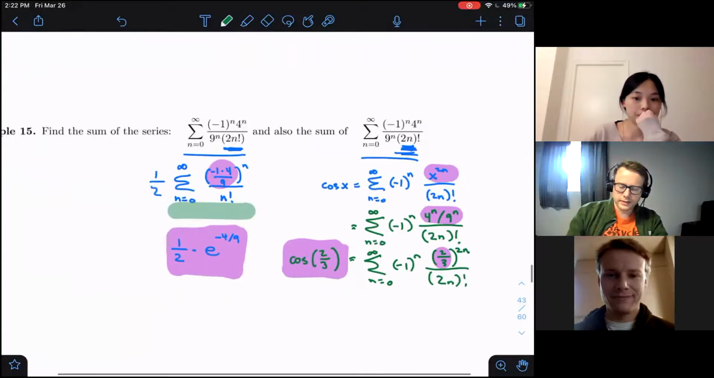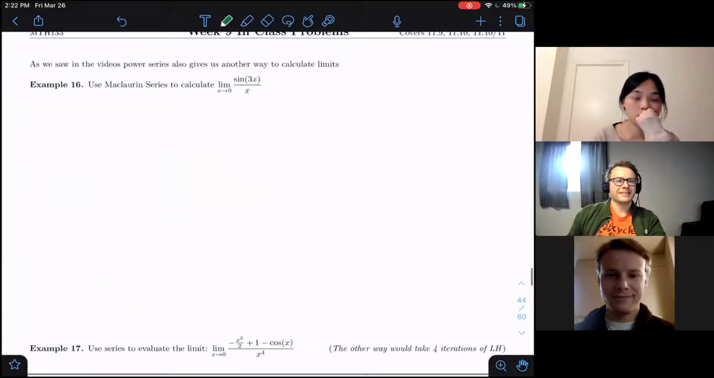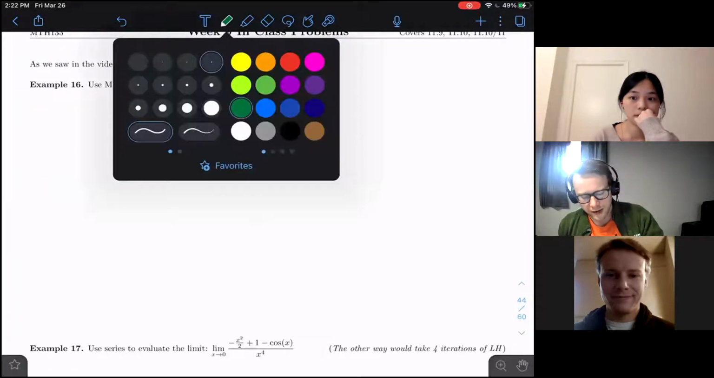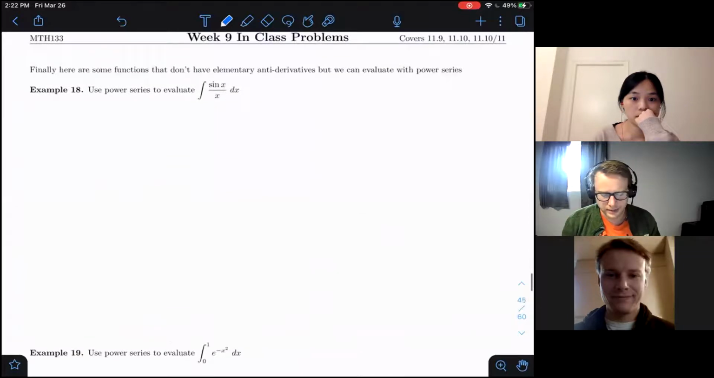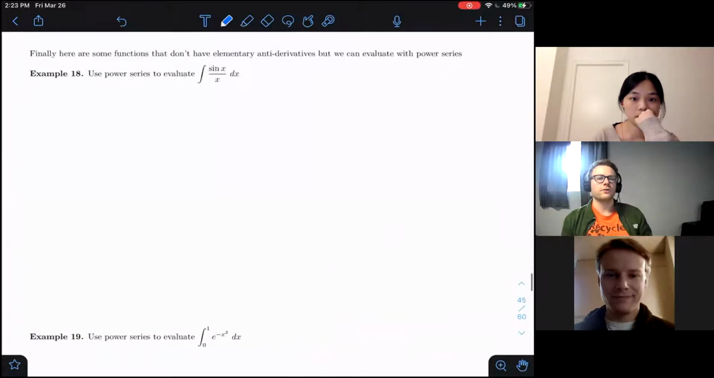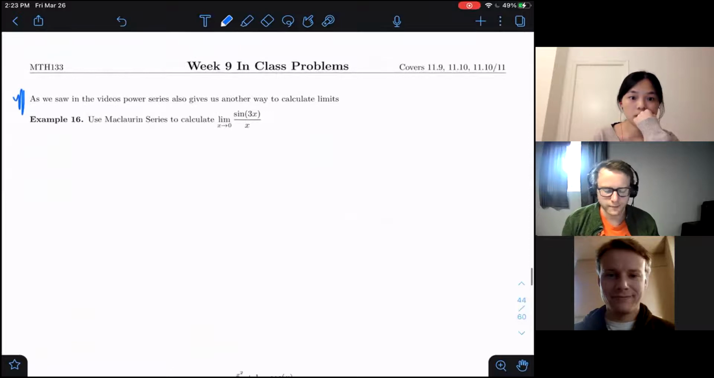All right, so that's a lot of the summing up series stuff. Let's do a few of these limits. We saw a few of these already in the video here, but the big thing that I really want to get to are these last couple of problems. These are some where you don't have any elementary antiderivatives, but we can evaluate these with power series. And so these are the things that I really want to get to today.